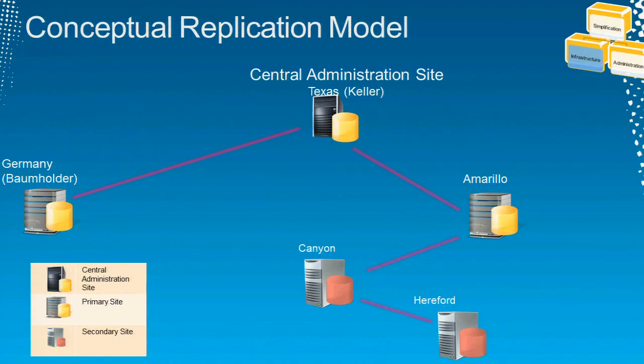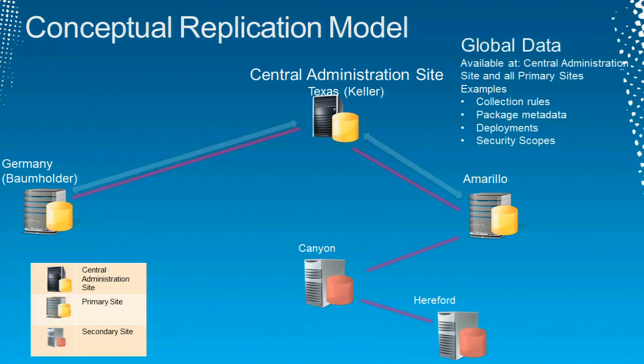Okay, so here's what a replication model looks like. We have a CAS in Keller, Texas, a child primary over in Germany, a child primary in Amarillo, and under Amarillo it has two secondary sites. When you create global data, it doesn't matter where you are when you create it. You can be at a child primary over in Baumholder in Germany. It is going to replicate up to the CAS and then over to Amarillo.